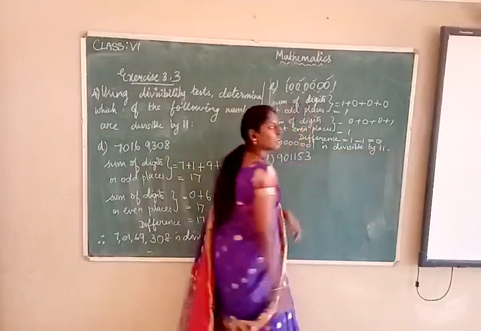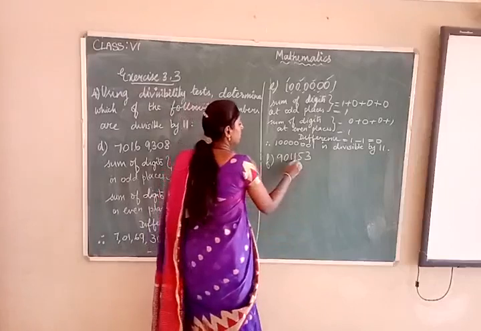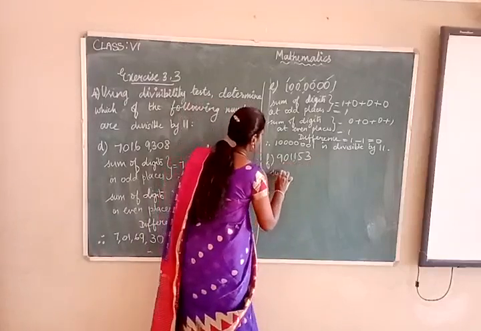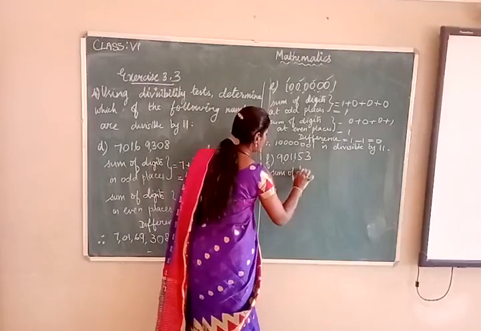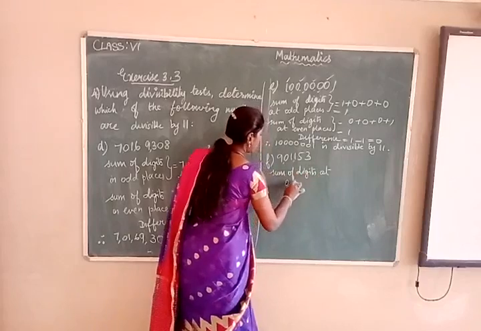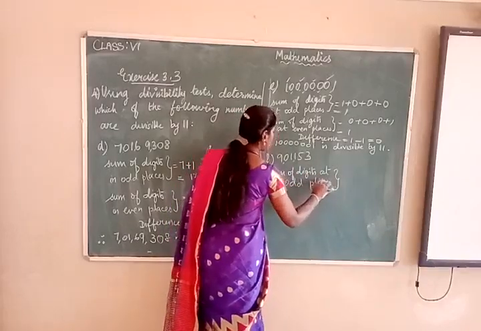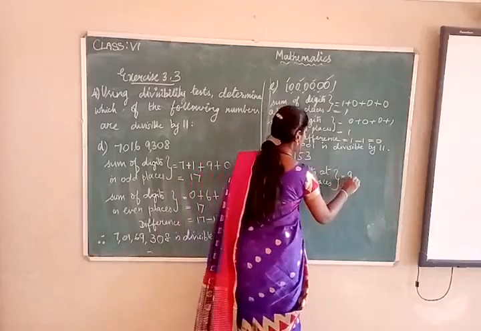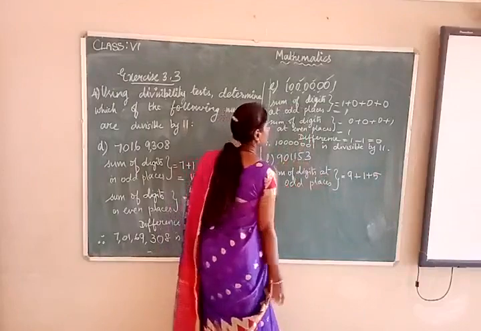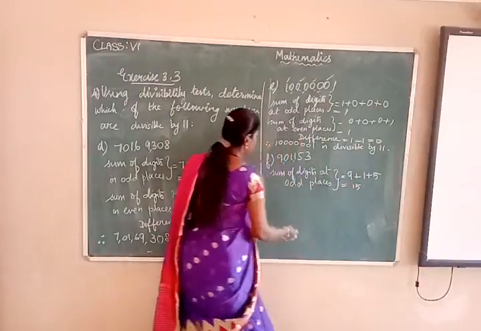Now let us look into the last one. What number is this? 9,01,153. Sum of digits at odd places equal to 9 plus 1 plus 5. So what is this? 10 plus 5 is 15. Next.